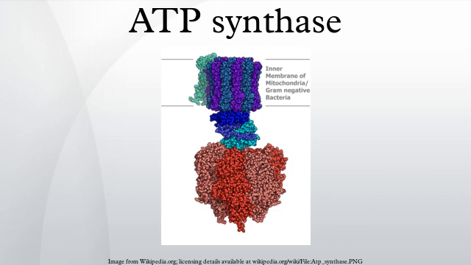Energy is often released in the form of hydrogen ions moving down an electrochemical gradient, such as from the lumen into the stroma of chloroplasts or from the intermembrane space into the matrix in mitochondria.